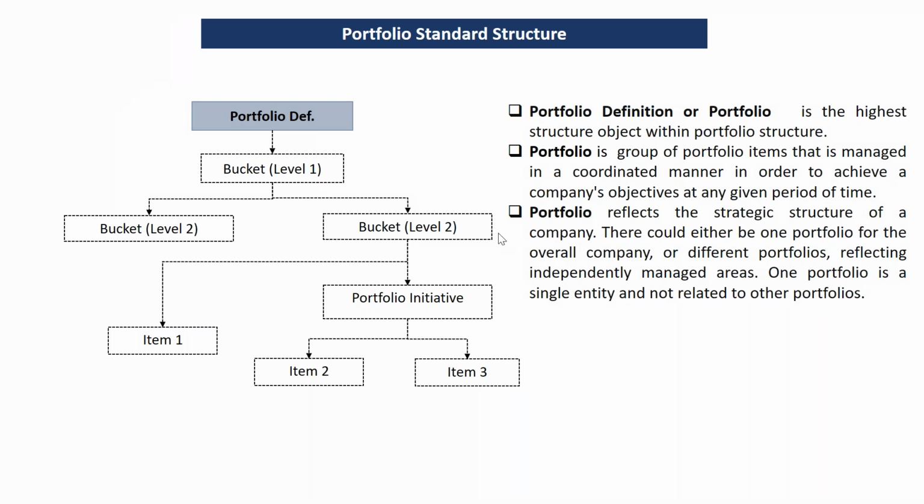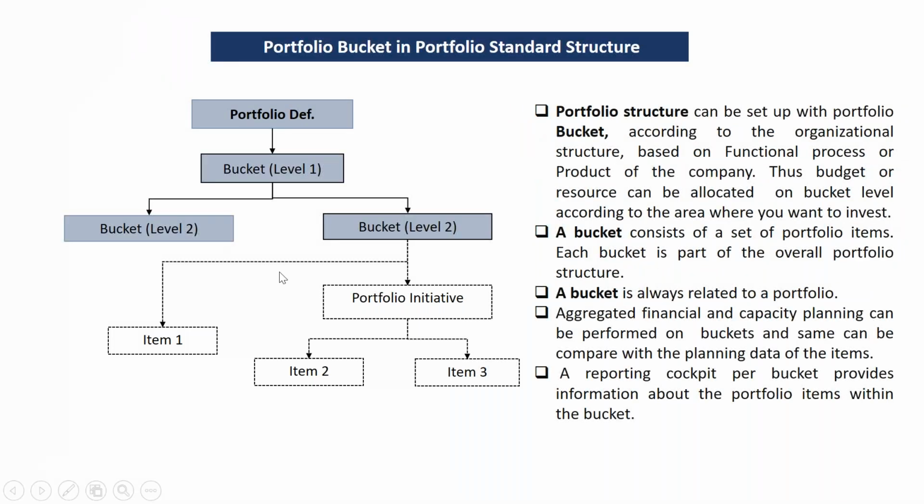Then further, we go to portfolio buckets. When we are creating a portfolio bucket, the first thing you should have is a portfolio definition, and only then can you create it. Without having a portfolio definition, you cannot create a portfolio bucket. So in this example, we first need to create the portfolio definition, then one by one as per level we need to create different levels of buckets. At the first level I kept one bucket, and further we kept the next level of bucket.